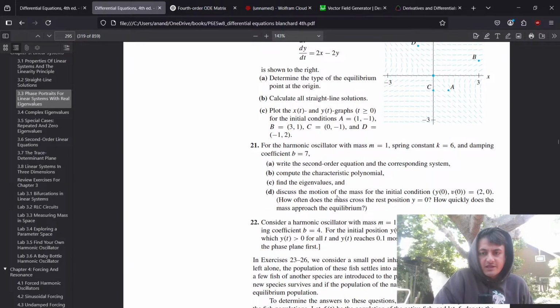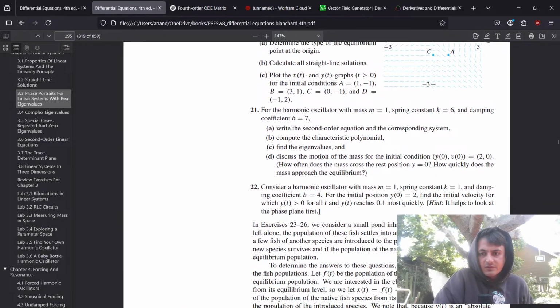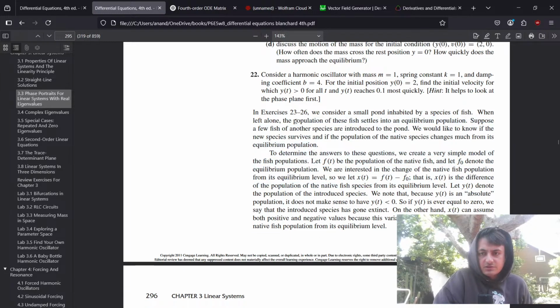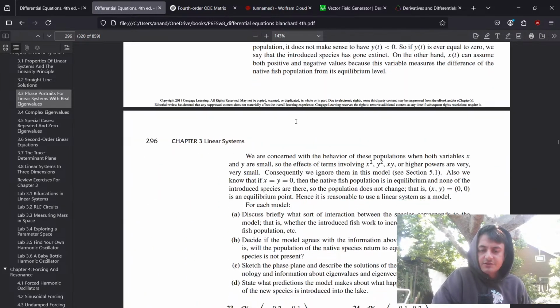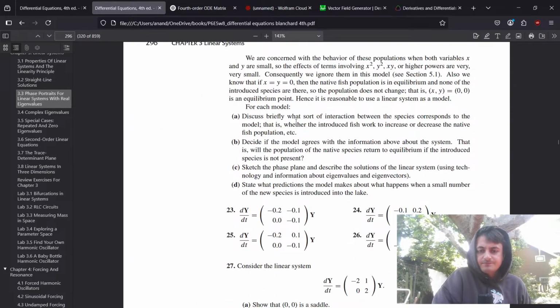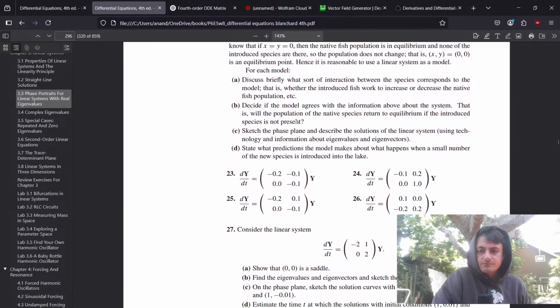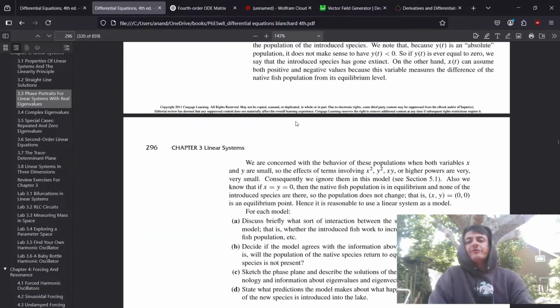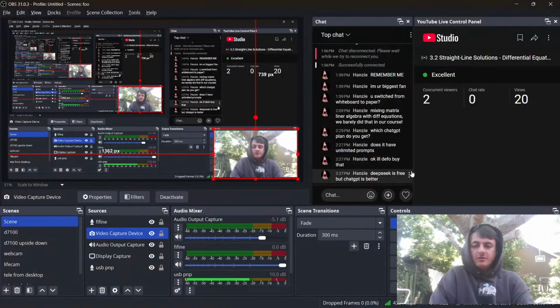Okay, this is more of the same. Oh, they really hammer this stuff. Okay, this one might be cool. Small pond of fish. Okay, I really want to get to 3.4. All right, I'm going to go make some food.